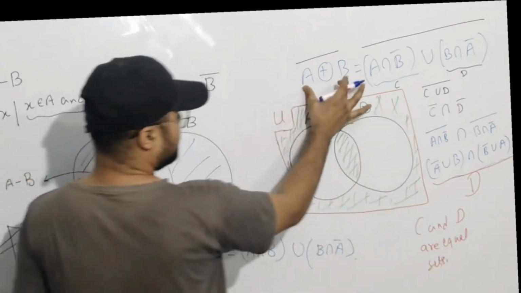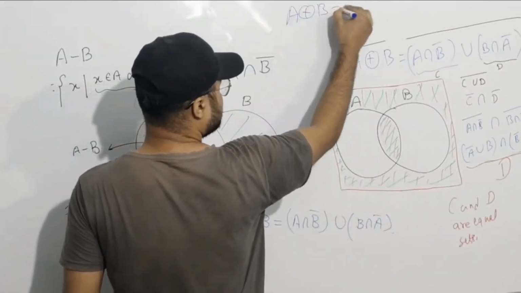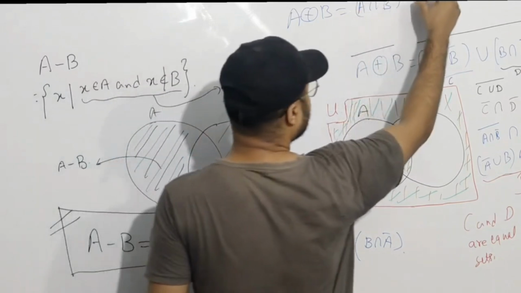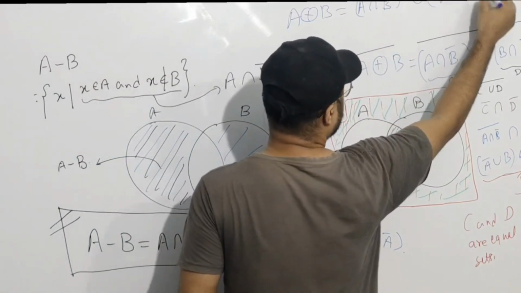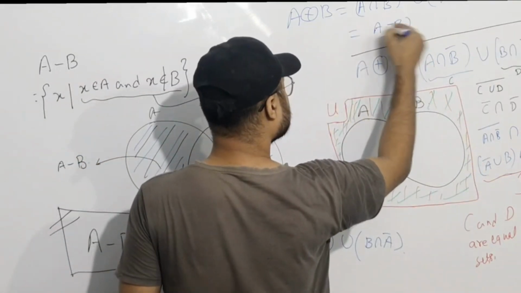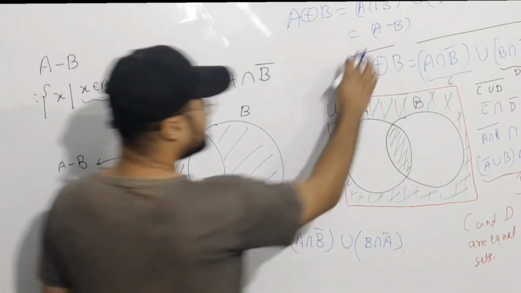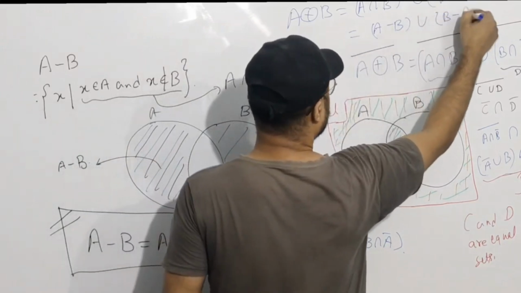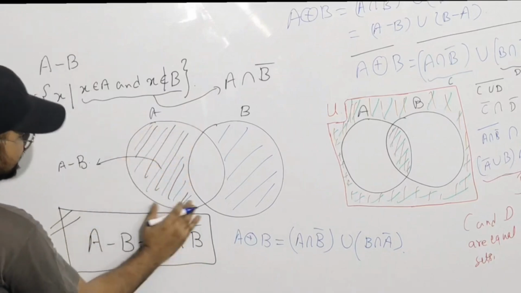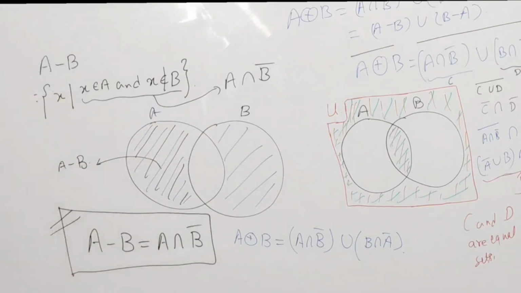But the formula of A symmetric difference B is this only: A symmetric difference B is equal to A intersection B complement union B intersection A complement. And A intersection B complement is nothing but A minus B. So it is A minus B union B minus A. As you can see, this is A minus B and this is B minus A, and then the union of it. So these are some of the properties.